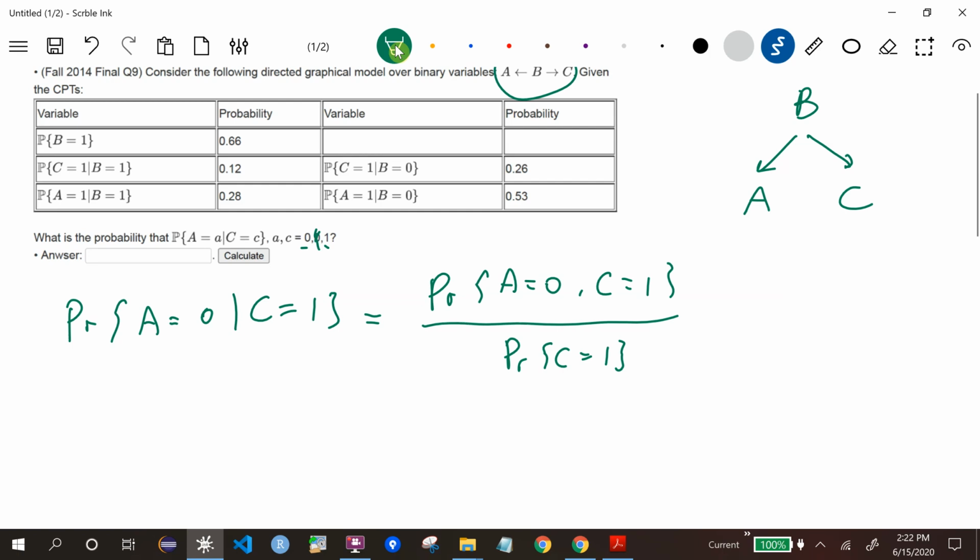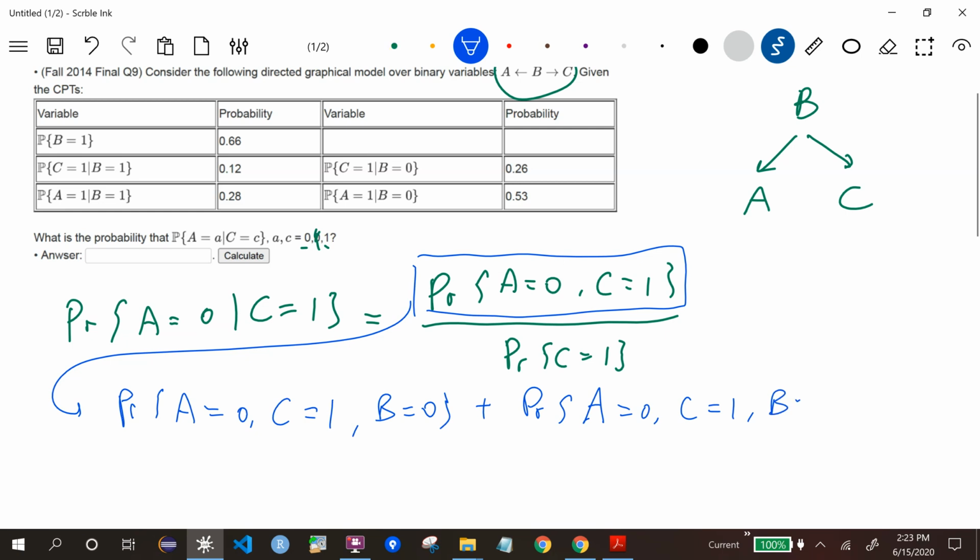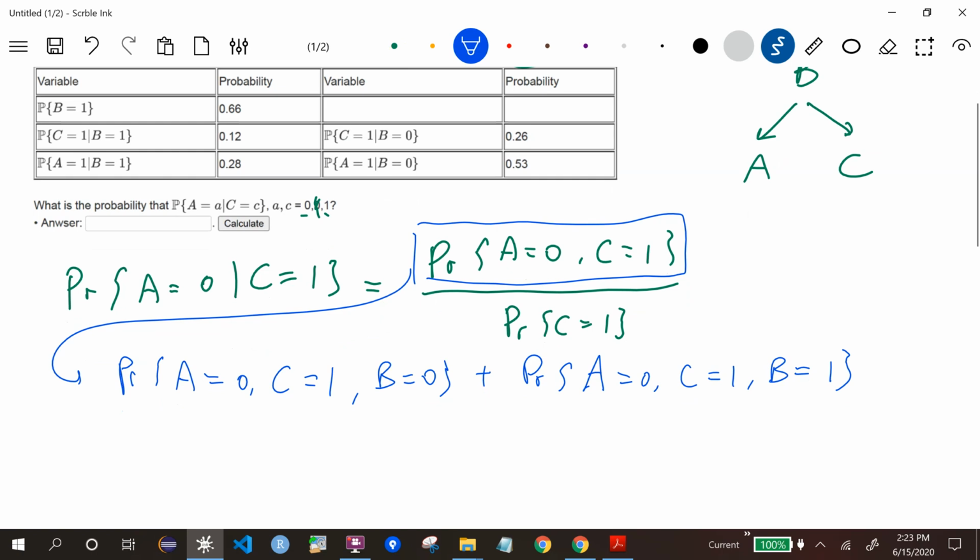Okay, so let's figure out the numerator and the denominator separately. The numerator is the simpler one. We just need to add B because B is related to them, and then we marginalize B. So take B out, basically. The way to do it is to add B is 0, and then sum up over all possible values of B. Okay, so let's start with the first part.